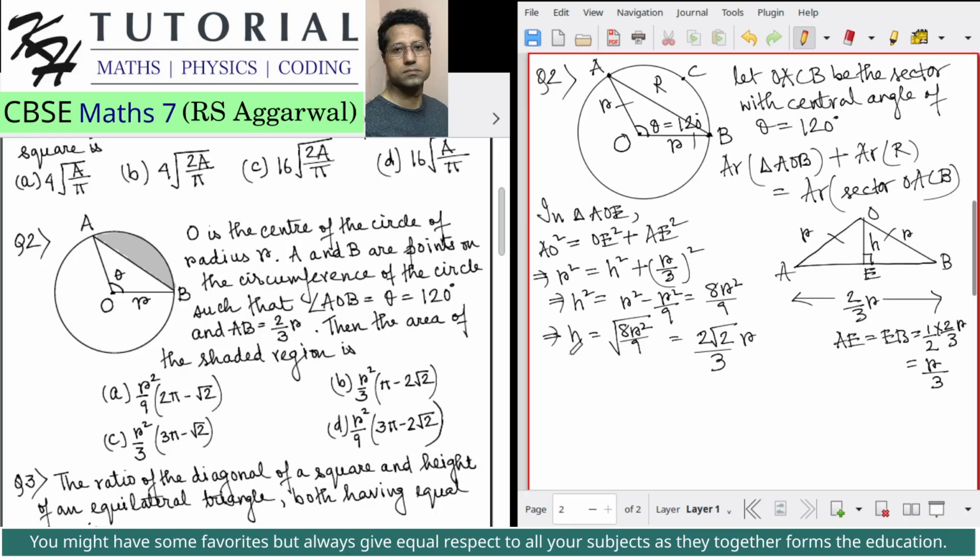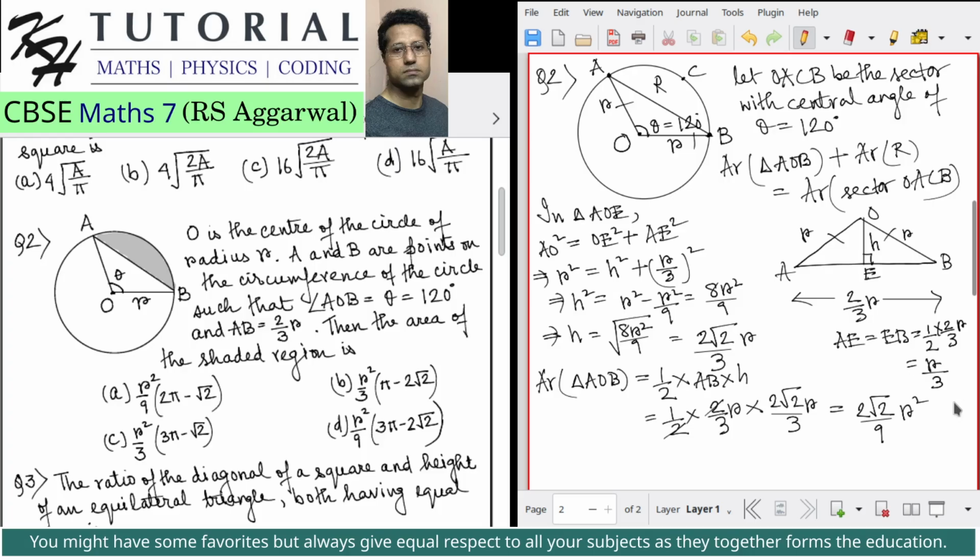Now we can say that the area of triangle AOB will be equal to half the base AB multiplied by H. This is equal to half, AB was given to be 2 by 3 R, and height H we have found to be 2 square root of 2 divided by 3 multiplied by R. If I simplify this, it becomes 2 square root of 2 by 9 R square. This is the area of the triangle AOB.